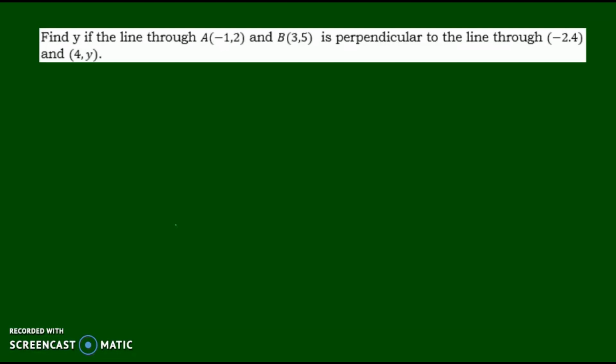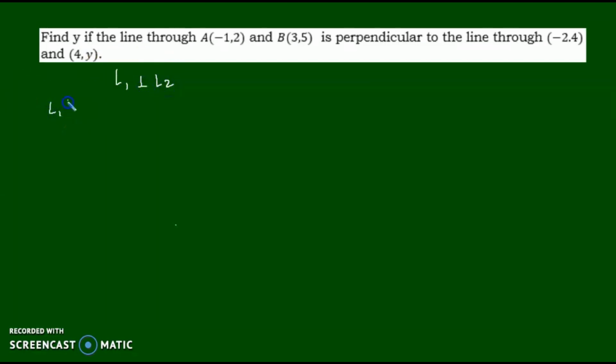Okay, let's have another problem. Find y if the line through A and B, where A has coordinates of -1, 2, and the coordinates of B are 3, 5, is perpendicular to the line through -2, 4 and the point 4, y. So the two lines are perpendicular.